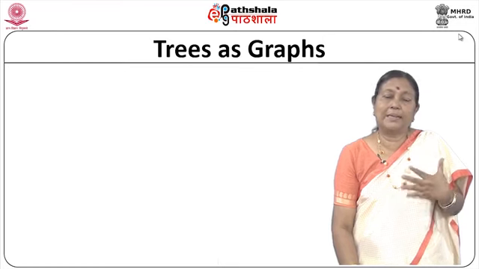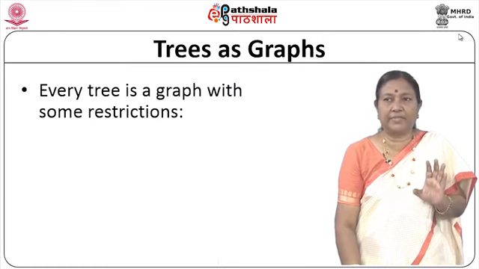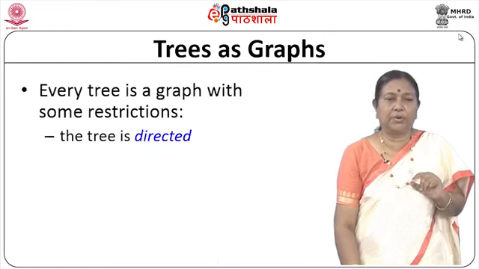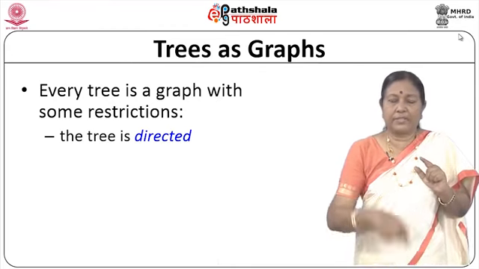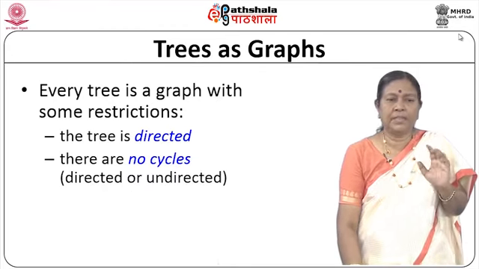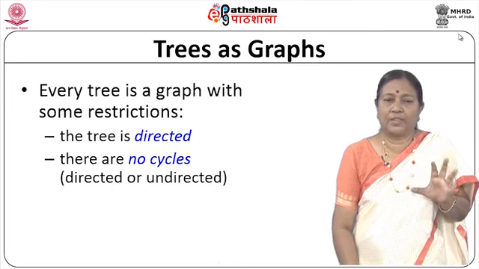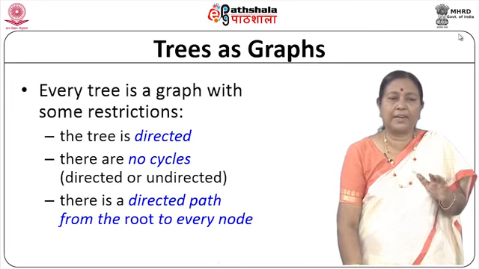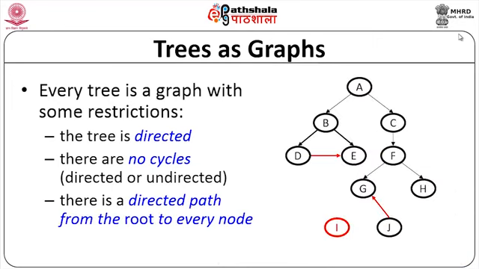Now, let us look at trees as graphs. Every tree is a graph with some restrictions, as we already told you. A tree is directed, it is always from up to down. There are no cycles, whether directed or undirected. There is a directed path from the root to every node, and so this is an example of a tree.